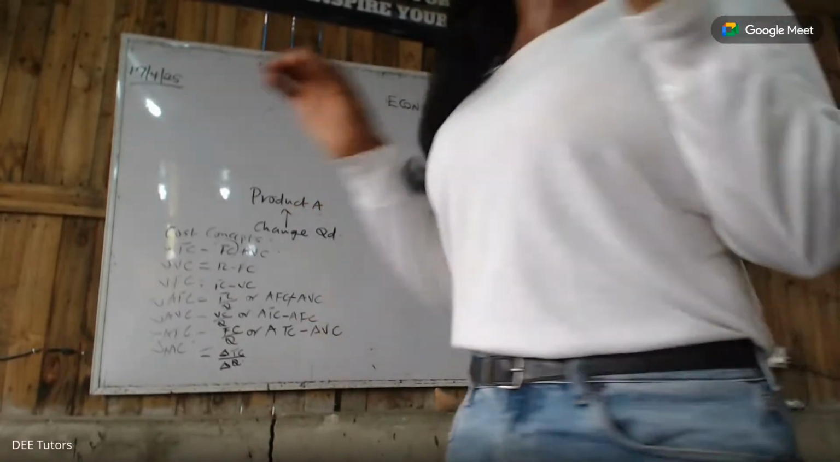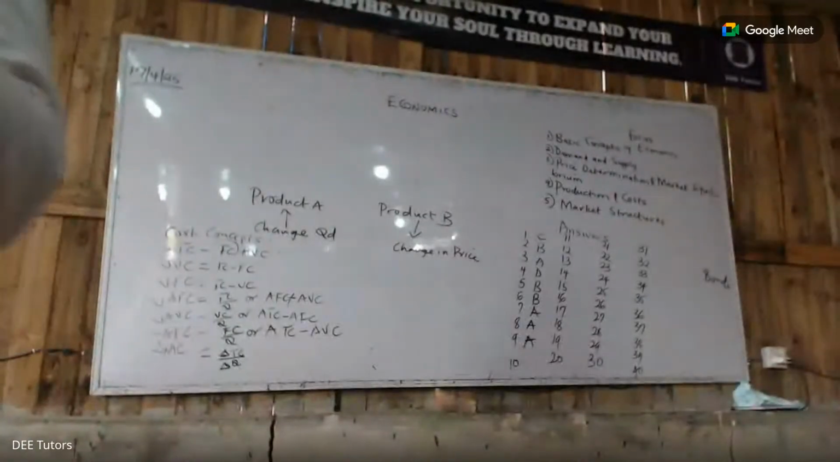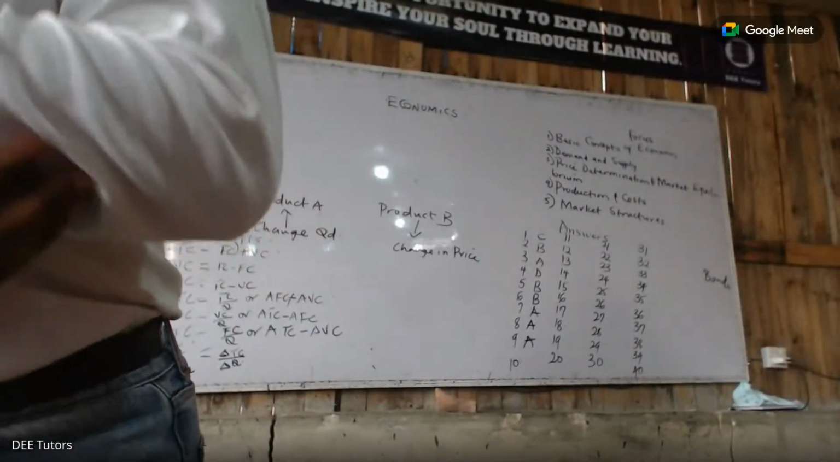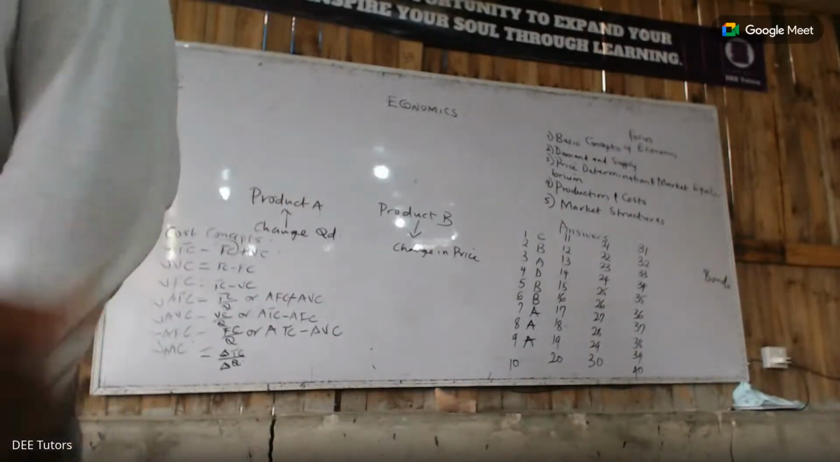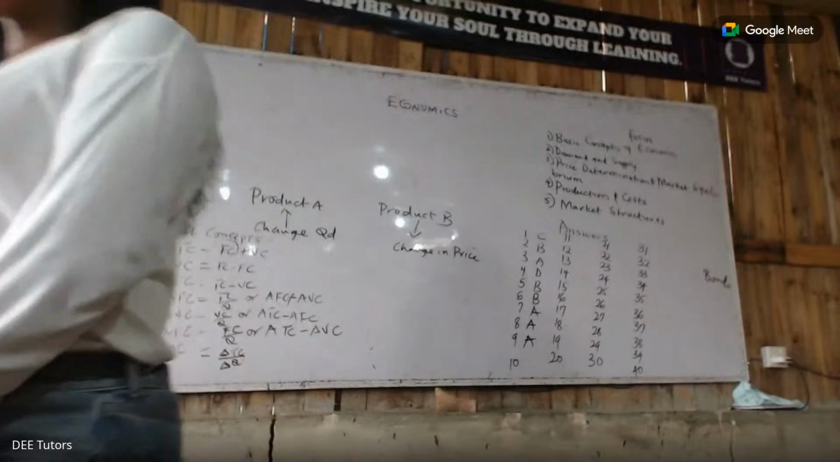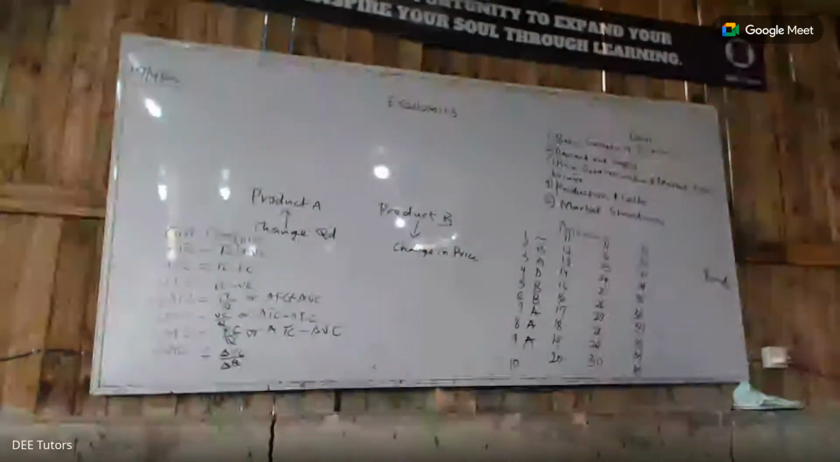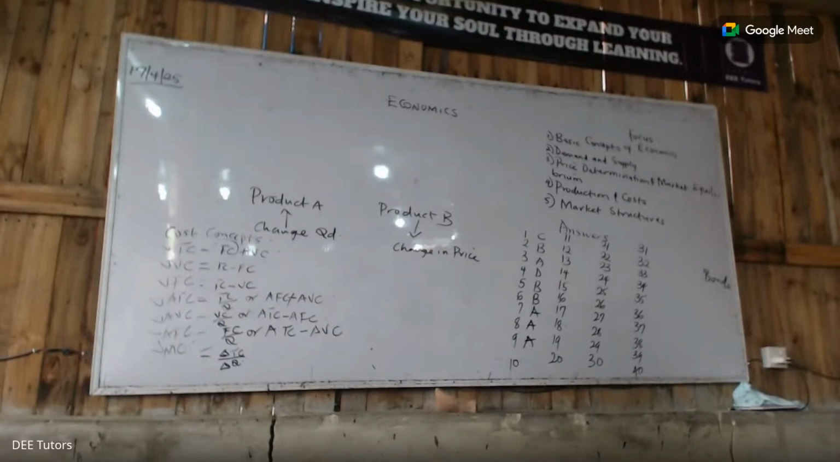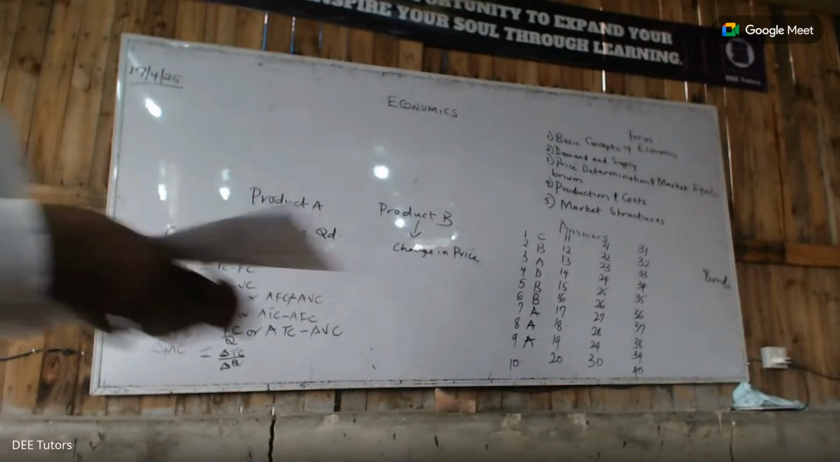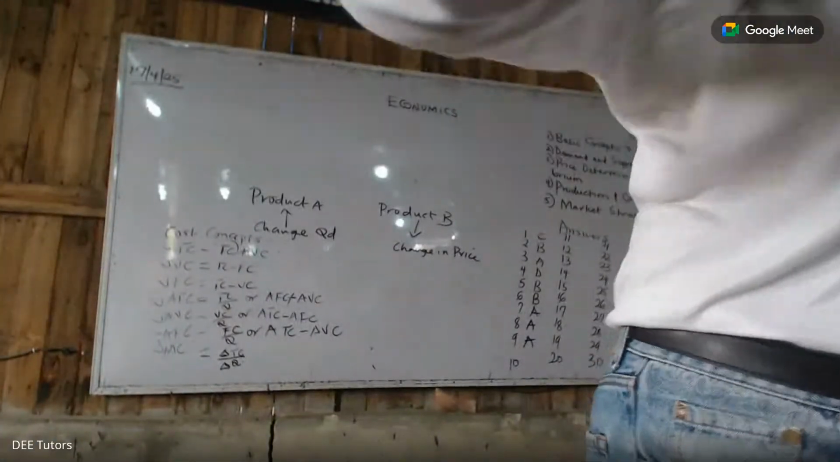Number 10. A demand which gives rise to the reverse of the law of demand is dash. Now, what is the law of demand? What does the law of demand say? Okay, what is the law of demand?